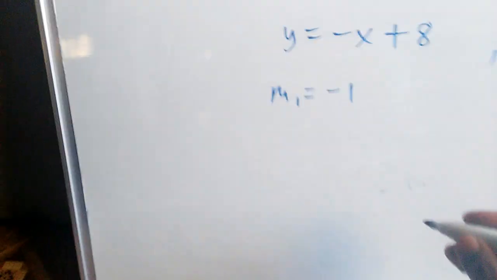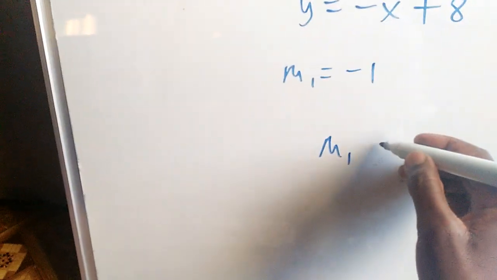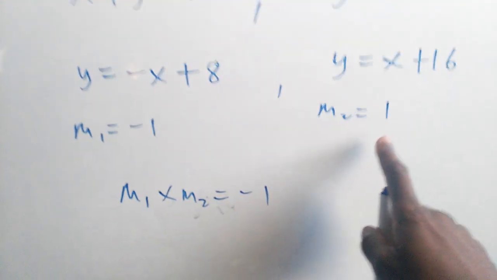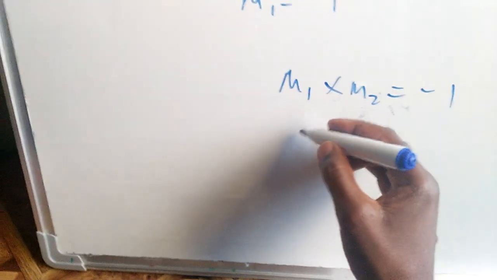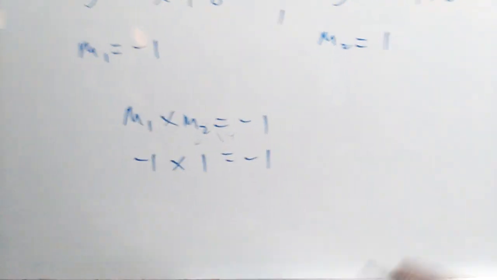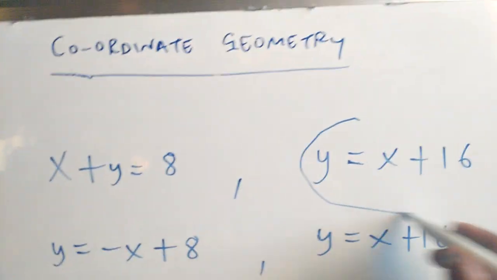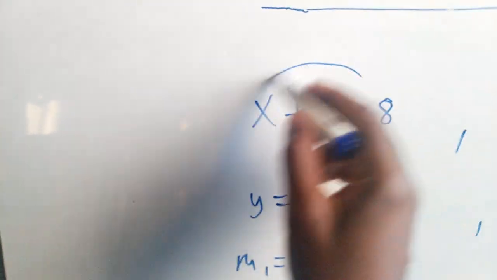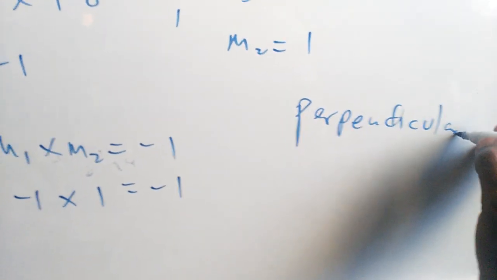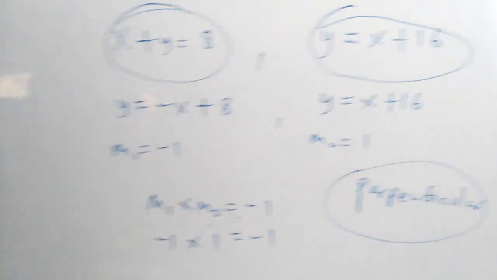Now, if we multiply the two gradients, m1 by m2, are we going to be able to get -1? If m1 is -1, m2 is 1. If we get a -1, then these two equations are perpendicular. That's the answer there.